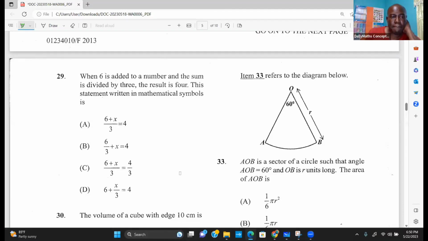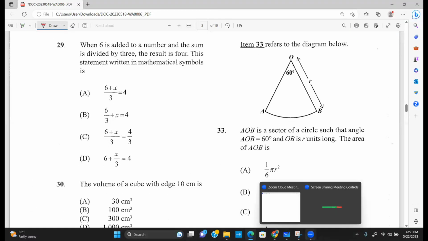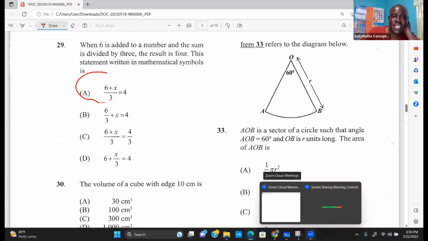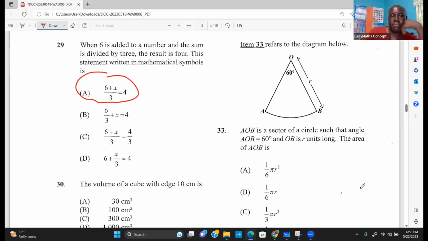All right, let's go again. It says, when 6 is added, this one, anybody remember seeing this question? We did it last night. Yes, sir. What's the answer? A. The answer is A. So it's what we're talking about. They're coming back at you. All right.